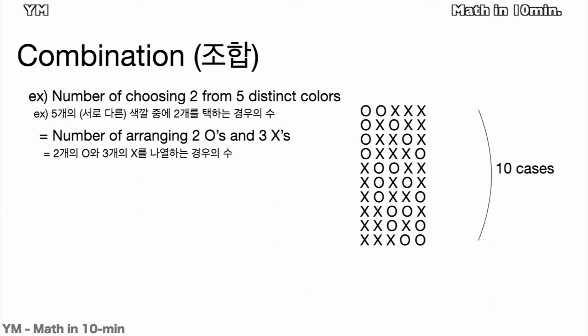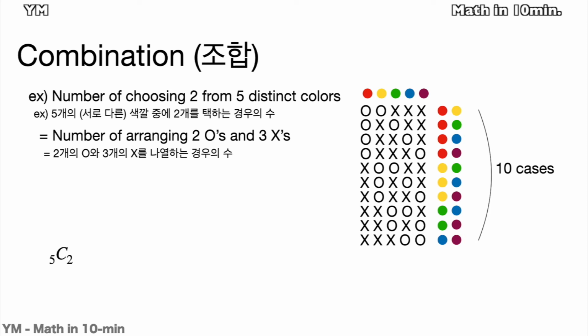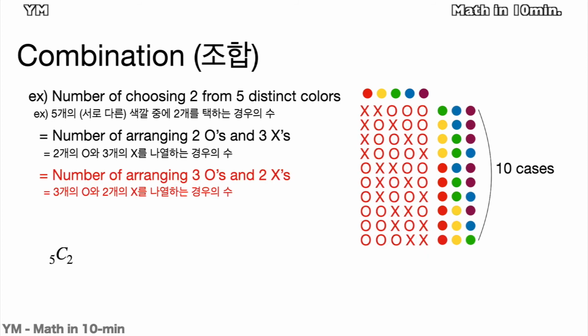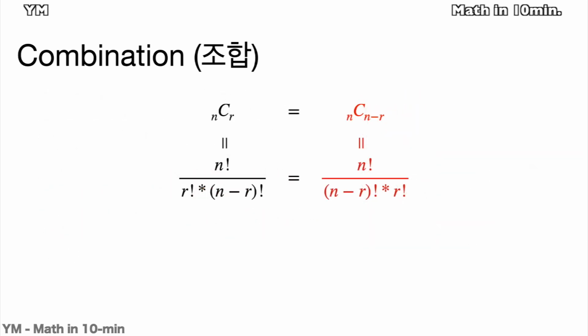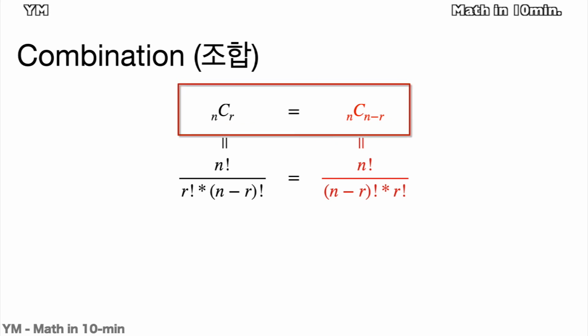And if I switch all O's to X's and X's to O's, it will become the number of arranging 3 O's and 2 X's. And by applying this to choosing colors, we can say that it is equal to choosing 3 colors from 5 distinct colors. So all these cases are the same, and 5 choose 2 is equal to 5 choose 3. By understanding this concept, you will be able to understand that n choose r is equal to n choose n minus r. Of course, this can easily be explained by the formula as well.